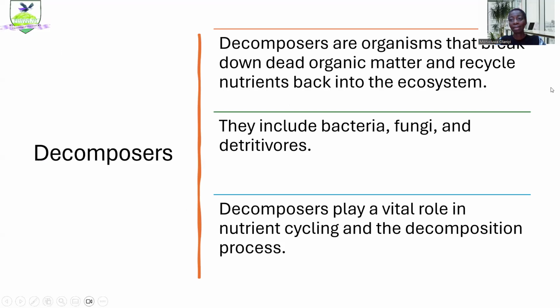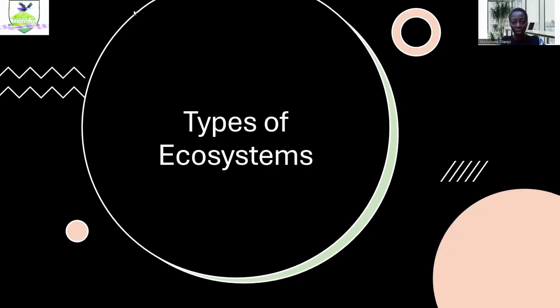Then, what are decomposers? Decomposers are organisms that break down dead organic matter and recycle the nutrients back into the ecosystem. They play a vital role in the decomposition process and the cycling of nutrients. And these decomposers include bacteria, detritivores, and fungi.